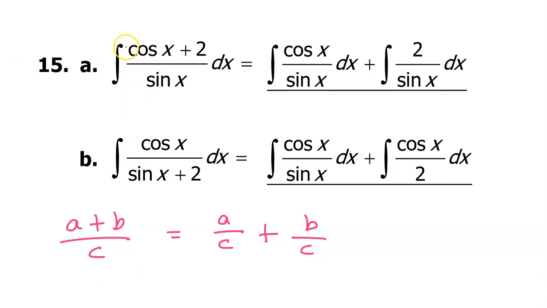So hopefully now you see that part A is the one that's fine. We have cosine x plus 2 over sine x. That's like a plus b over c. So yeah, we can split that up into cosine over sine plus 2 over sine. This is the one that is wrong. So what should we do instead?